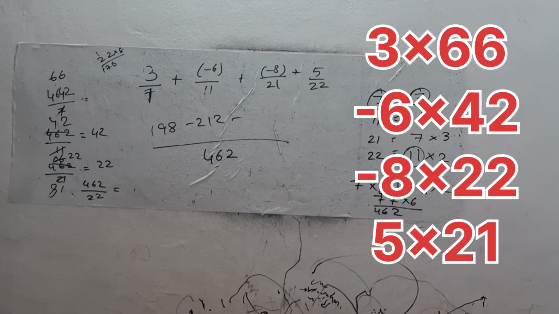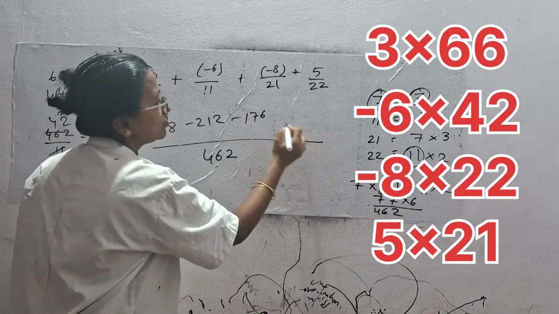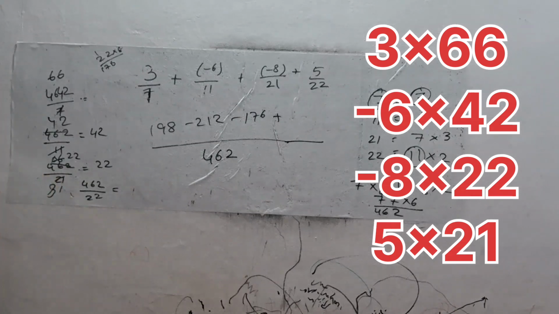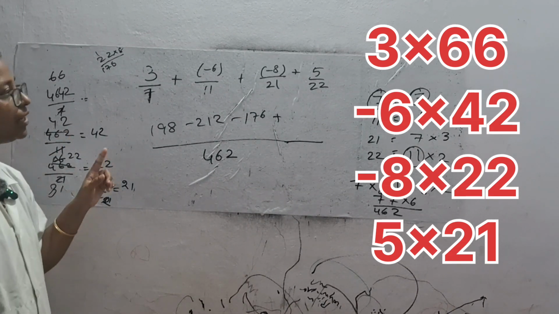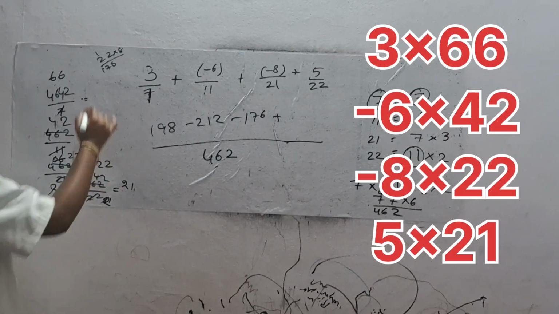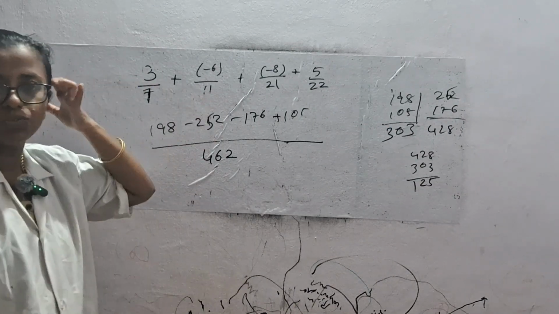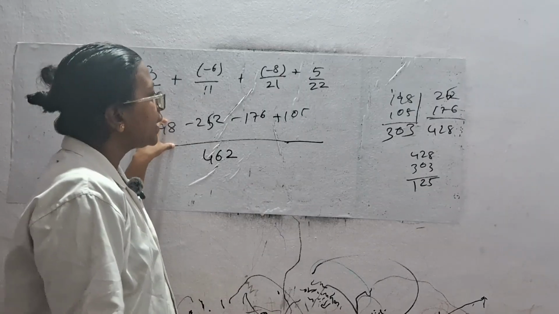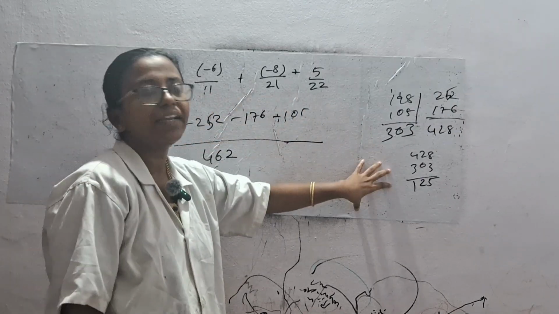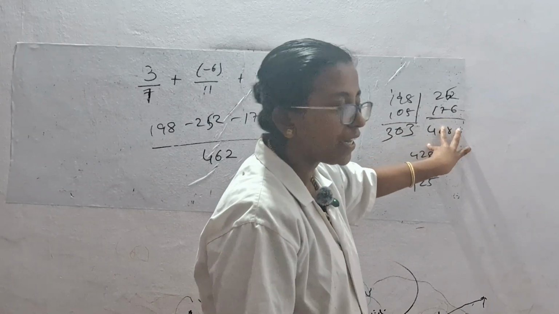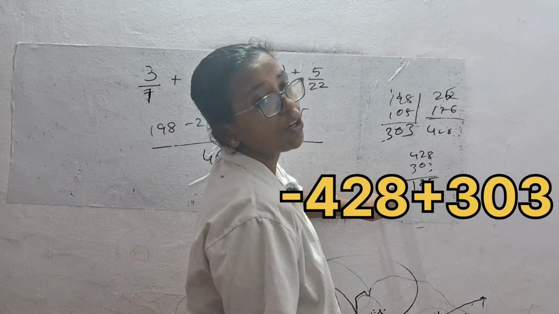When we are multiplying, we get 176, plus 62 into 21 times, so 21 into 5. When simplifying this we get minus 252. 198 plus 105, 252 plus 176. By adding, we get 303, 428. By simplifying, 428 minus 303, we get 125.